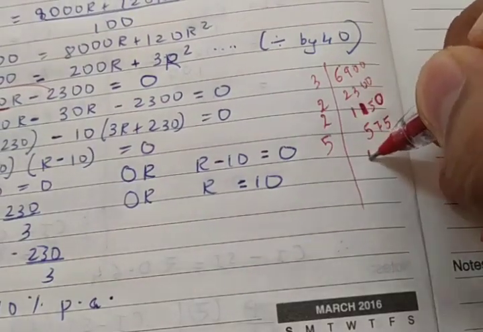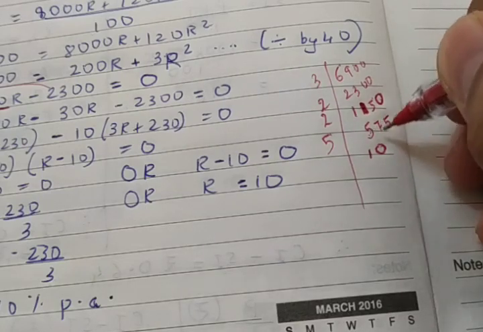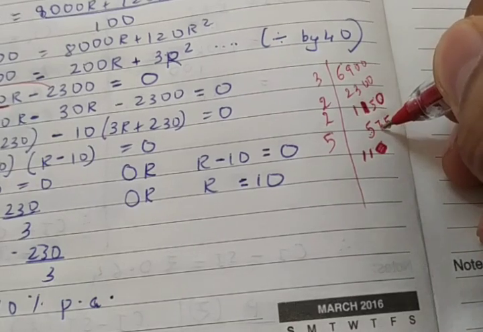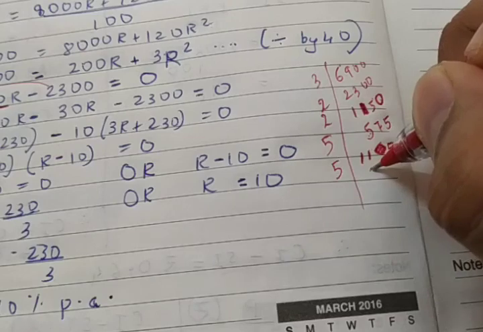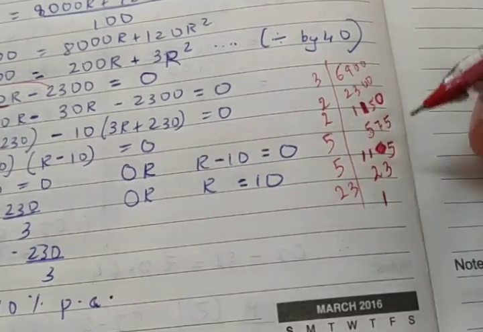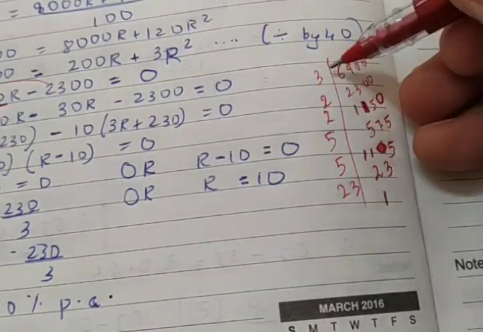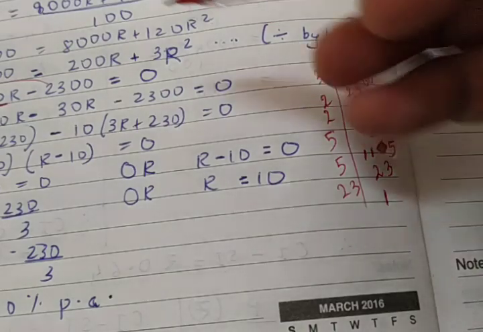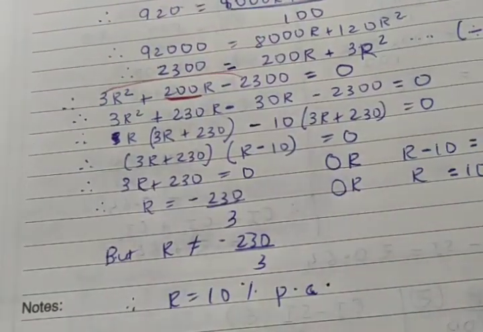5 ones are 5. Don't forget the 0 here. Again 5 2s are 10, and 25, 115. Again 5 2s are 10, and 23. And 23 is a prime number, so 23 ones are 23. So I need some combination from these factors such that their addition or subtraction gives me 200, and the product is 6,900.